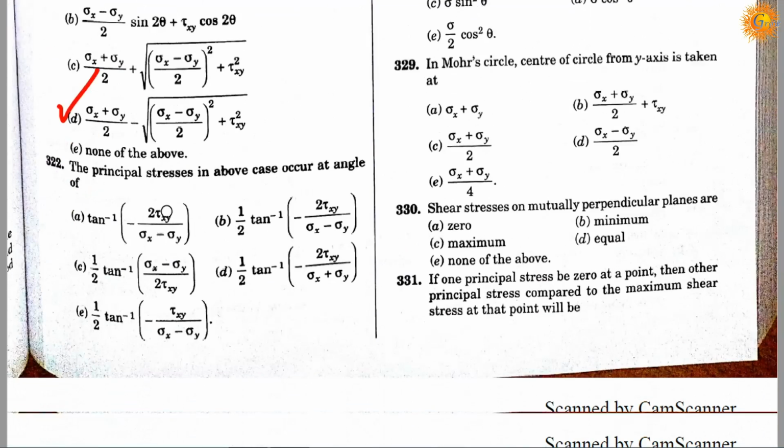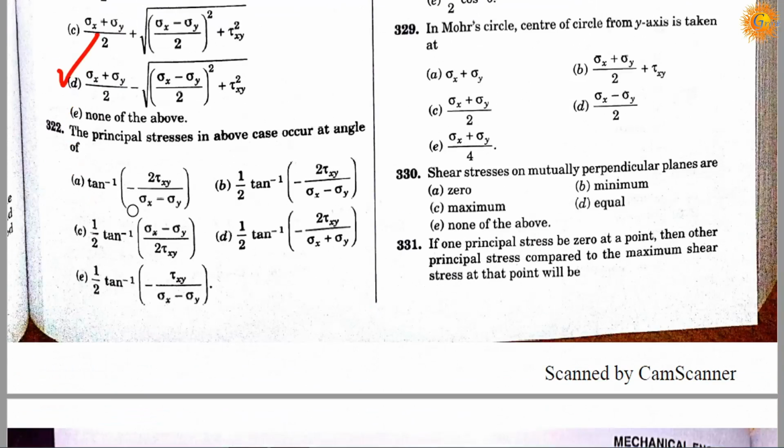Okay, question number 322. The principal stress in the above case occurs at an angle of, option A: tan inverse minus 1, and in the small bracket minus 2 tau xy divided by sigma x minus sigma y. Option B: half tan inverse, in the small bracket minus 2 tau xy.